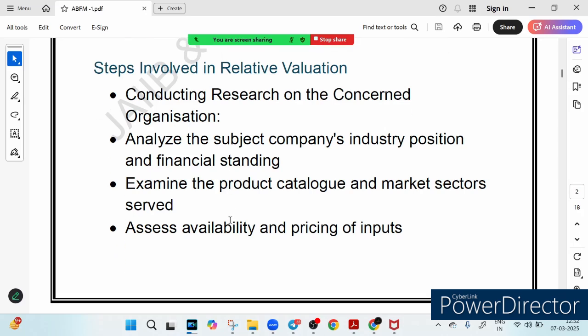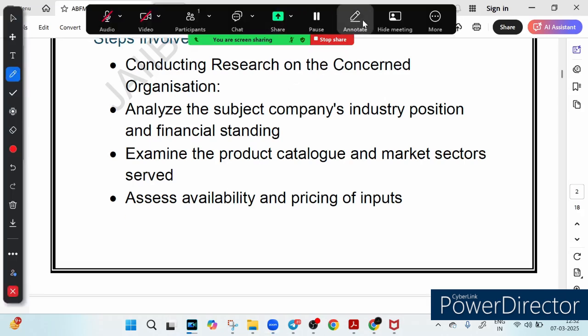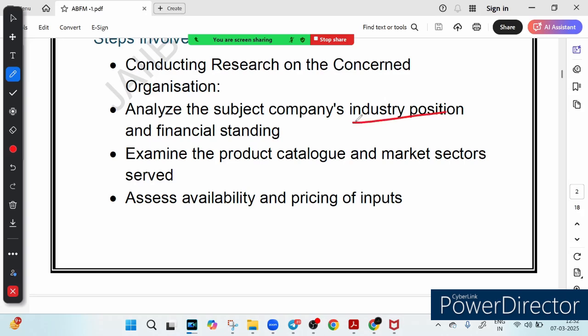So when valuing a company, we don't just randomly compare prices. Rather, we dig deeper and analyze various factors. Let's break it down into simple steps. The first step is that we see the industry position and the financial health. Just like you check the car brand's reputation, similarly we analyze where the company stands in its industry and how financially stable it is.